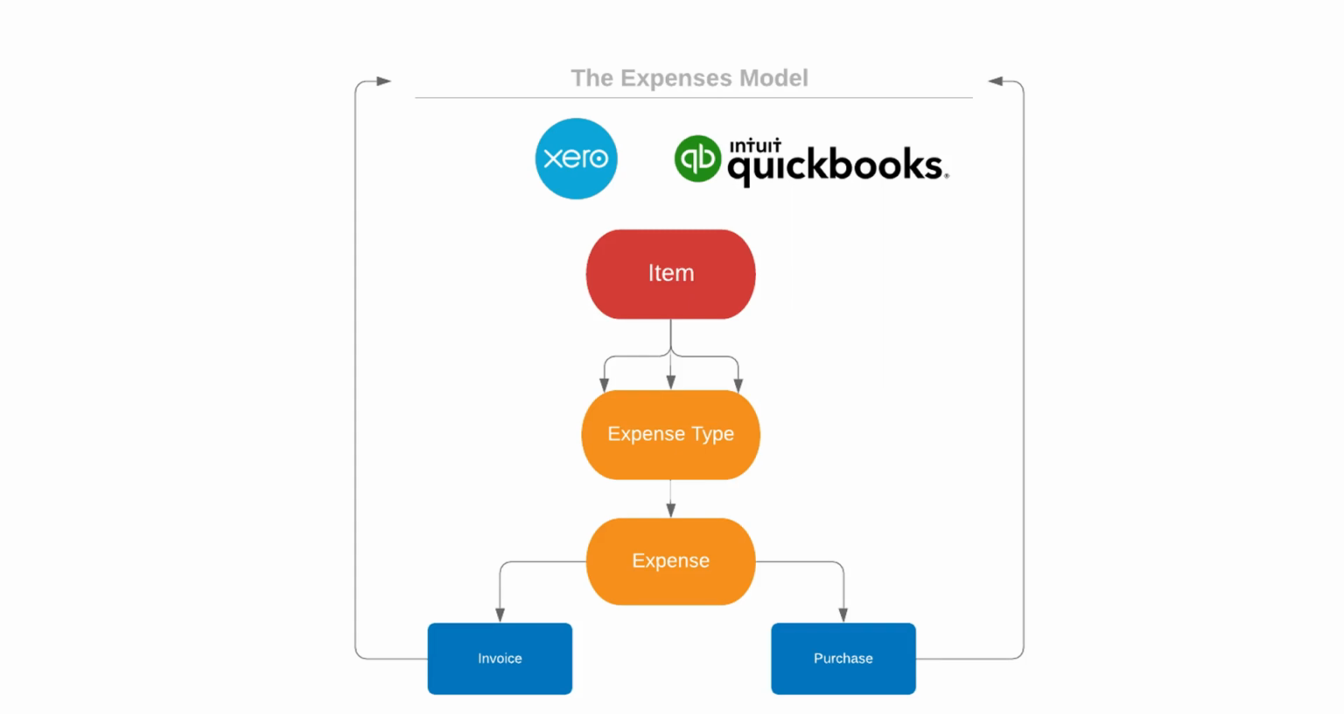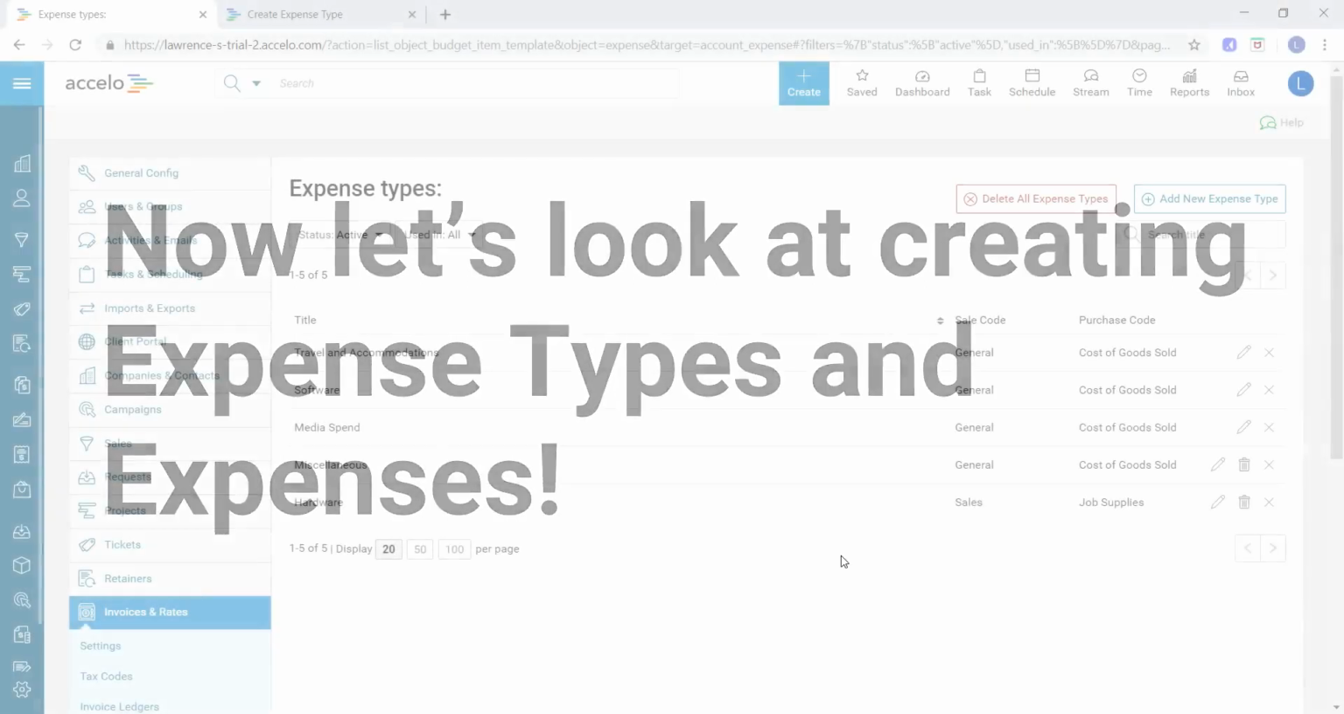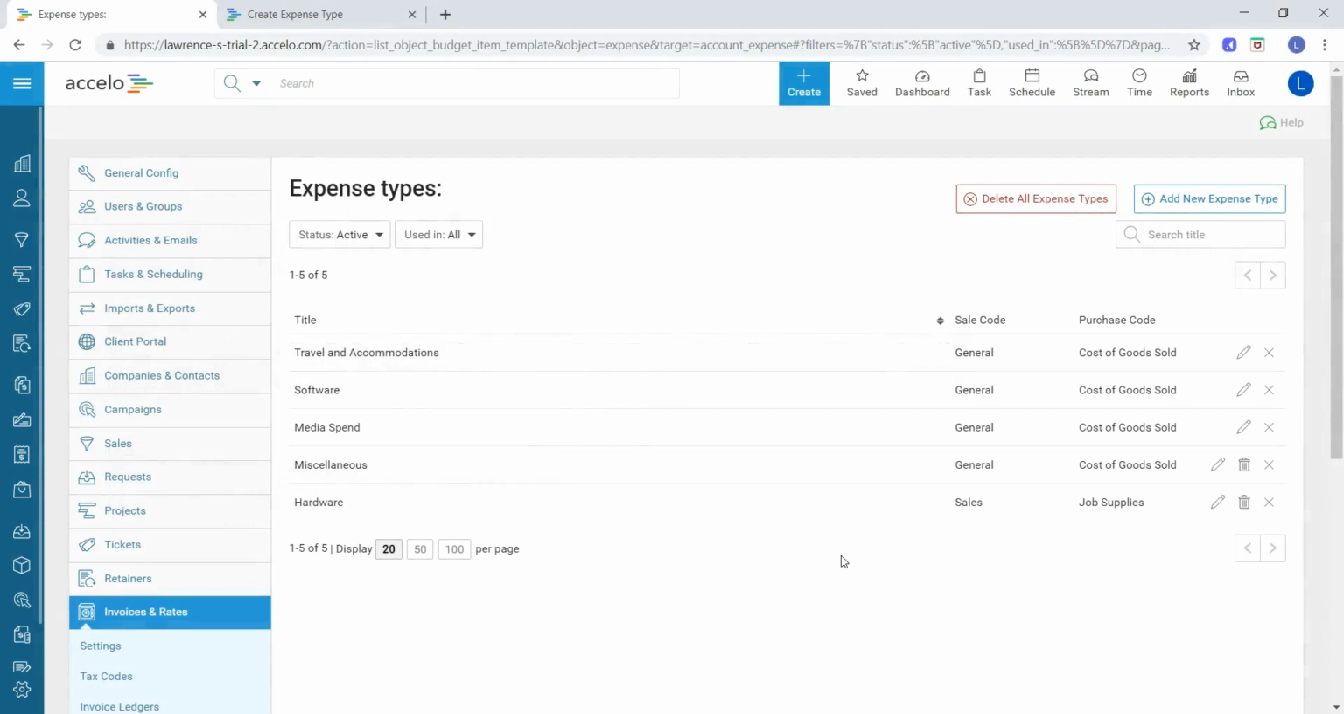Now, after going over that model, let's jump right in and take a look at creating expense types and expenses themselves. Now that we're in the Accelo application itself, let's take a look at the big differences, starting with expense types. What you're looking at on the screen here is the old version of expense types. As you can see, there's not a whole lot to really work with.